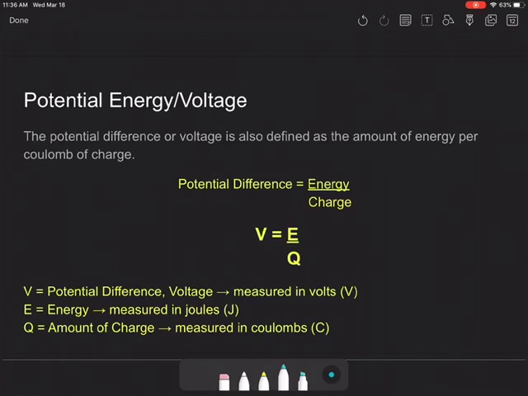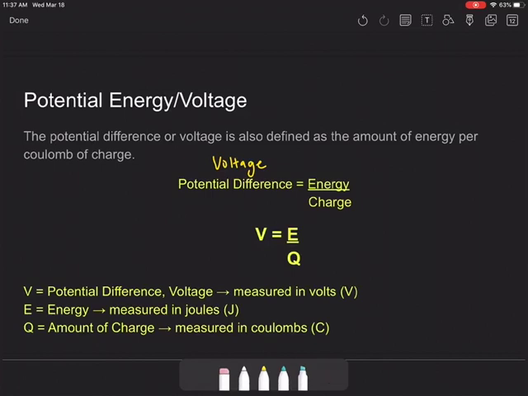We have an equation that's related to it. Just like our current equation, this will be provided to you, but you need to know what all of those symbols mean and the units that we use. Potential difference, or voltage, they mean the same thing, they're synonymous, is equal to energy over the amount of charge.